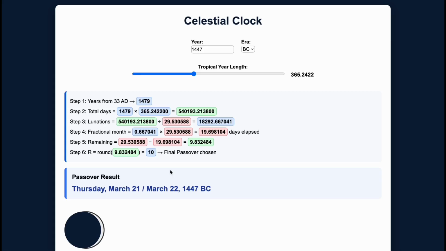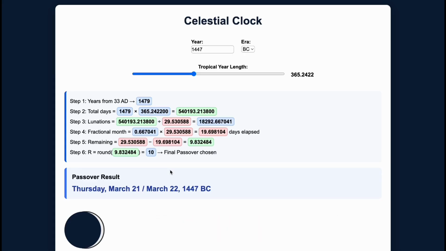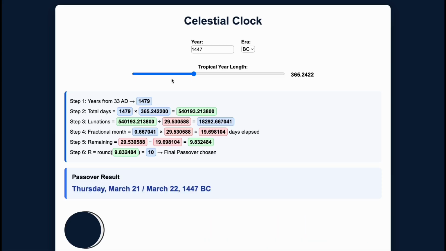Now we're going to show which one fits better with the Bible. If we go forward, and that would be actually till April 10th, because if you're going 10 days forward from March 31st, you're going to arrive at April 10th. We're going to see if that fits, or we're going to see if it fits to go backwards to March 21st. But just so you know, this was the date of Passover for 1447 BC, March 21st / March 22nd.